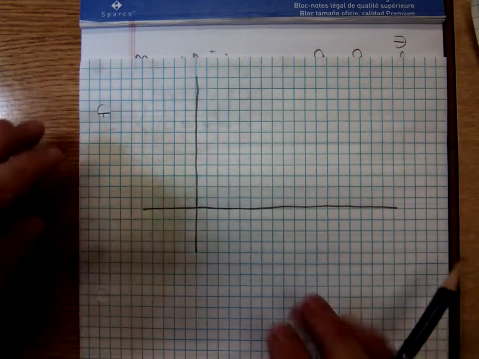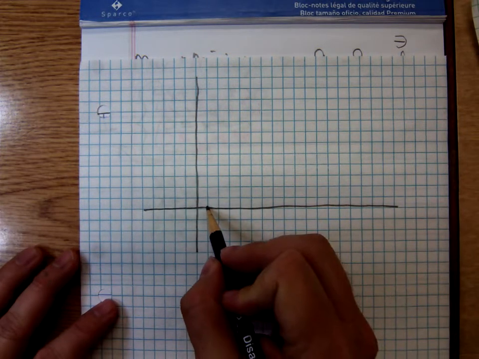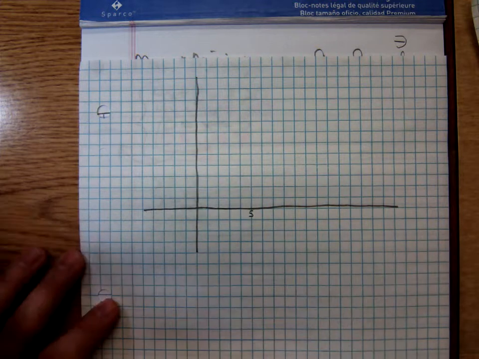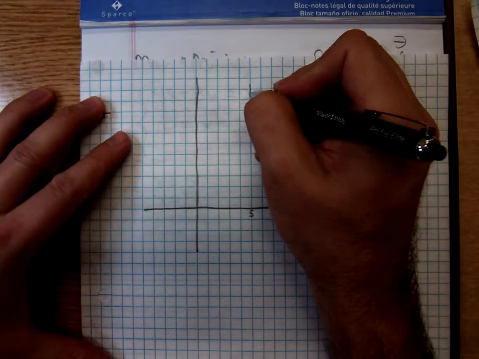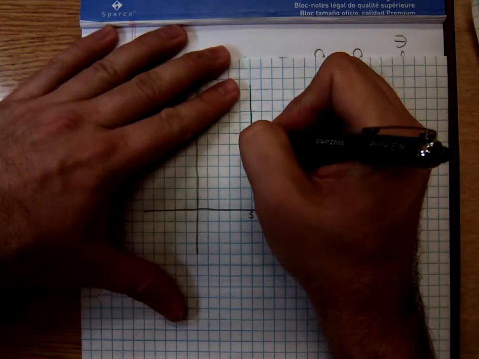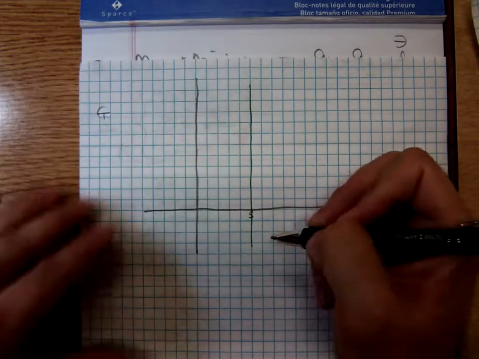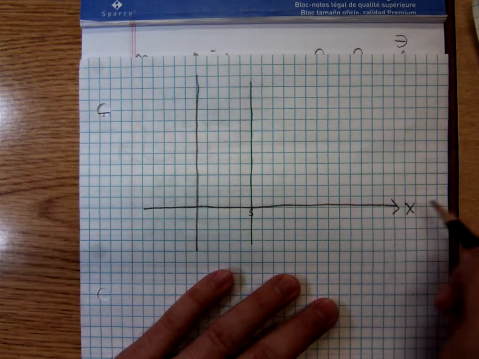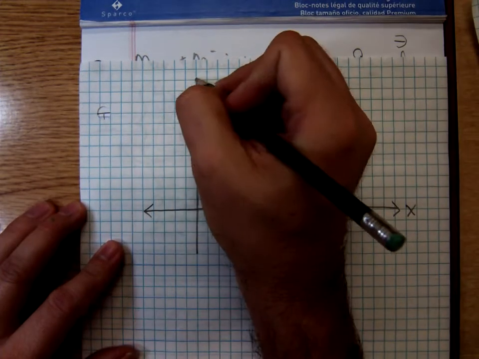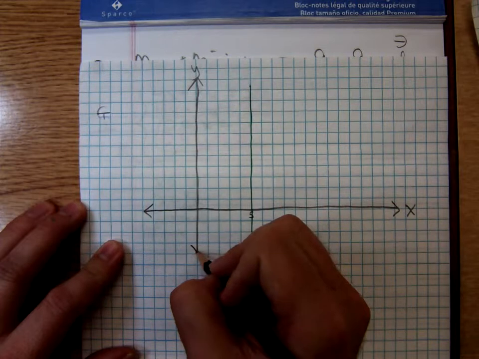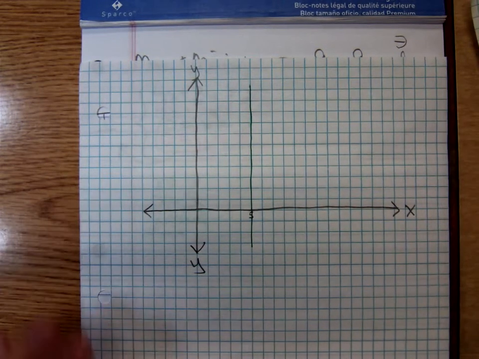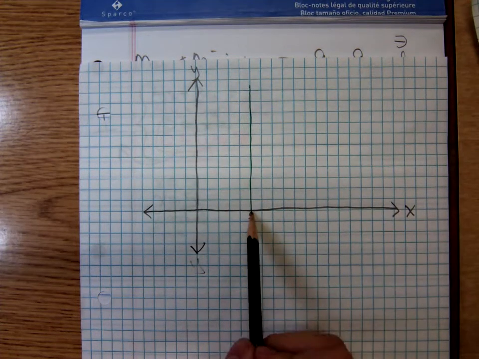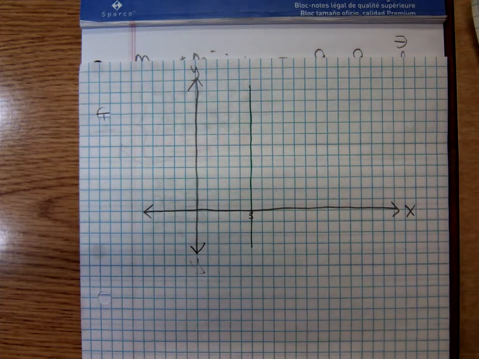So what did we say? It was a vertical line passing through 5. 1, 2, 3, 4, 5. There's 5, and this was the green line. That's the x-axis. Here's the y-axis. And we just drew the vertical line passing through 5.